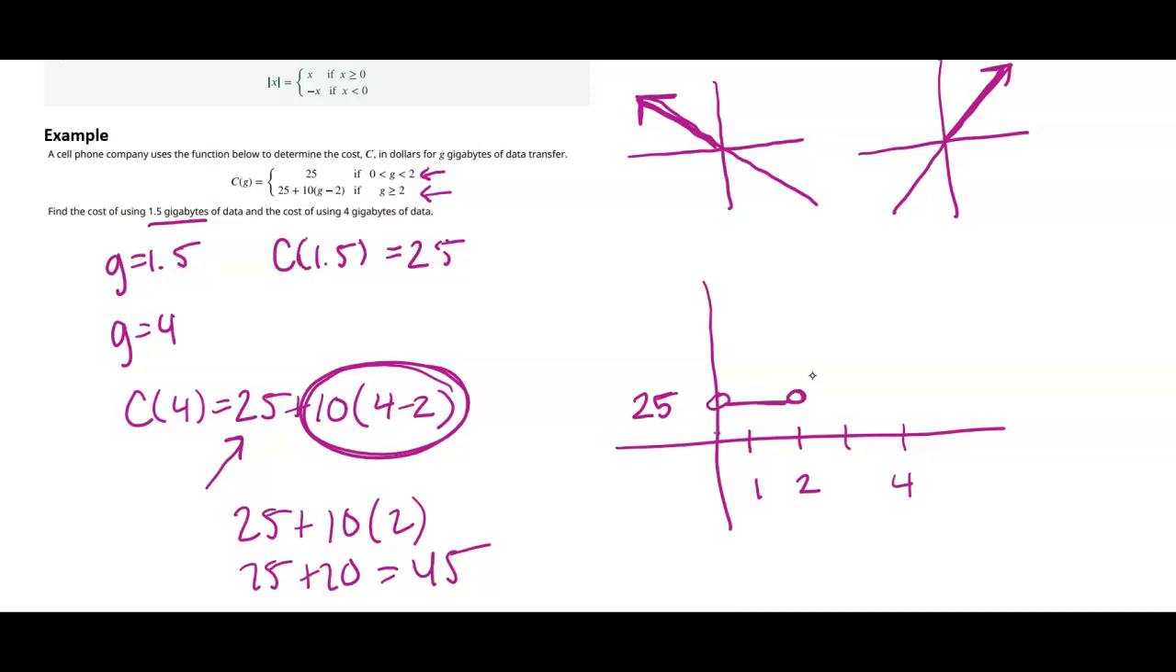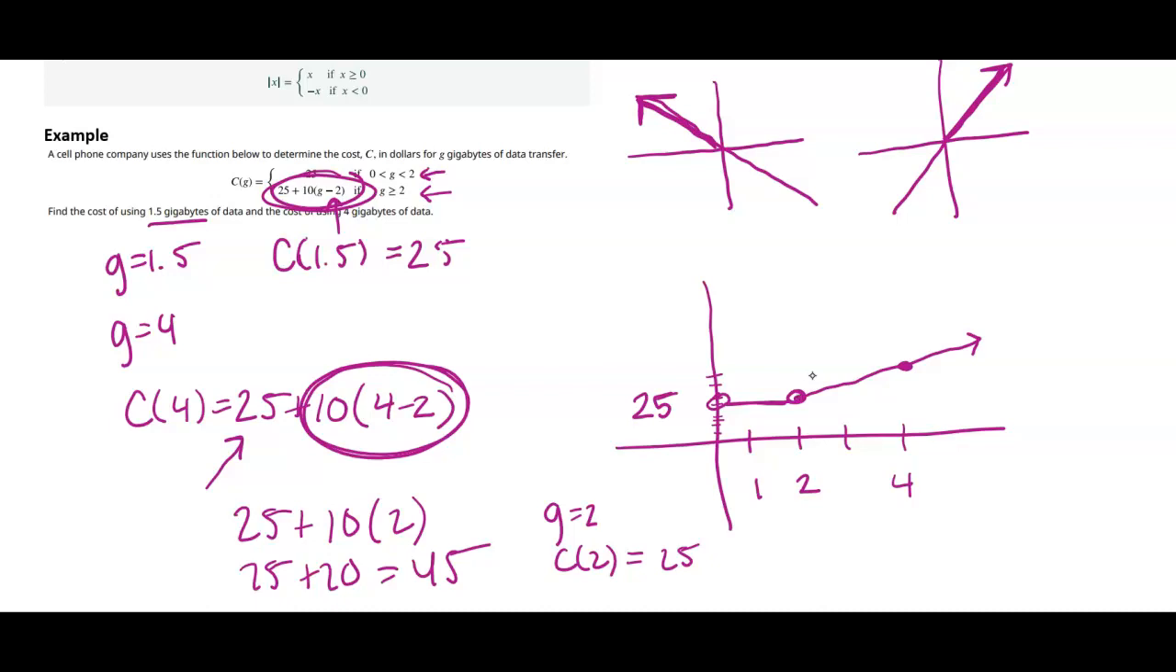So let's go by 5 maybe, 5, 10, 15, 20, 25, 30, 35, 40, 45. Now I know that this is a line, so I do know that if G is 2, I could just do another point here. C of 2, well, when I plug 2 in here, that goes away. So C of 2 is just 25. So these connect. Okay, and I can actually fill this in here.